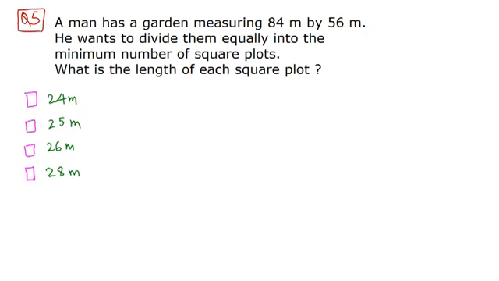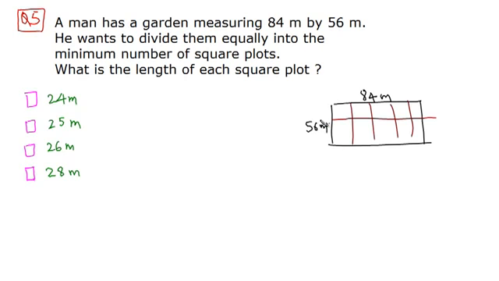Okay, the final question. A man has a garden measuring 84 meters by 56 meters. He wants to divide them equally into the minimum number of square plots. What should be the length of each square plot? Okay, this man has a garden measuring 84 by 56 meters. So let's say this is his garden. It has 84 meters as the length and 56 meters as the width. He has to divide his garden into plots measuring equal length. These are square plots. So he wants to divide them equally into the minimum number of square plots.